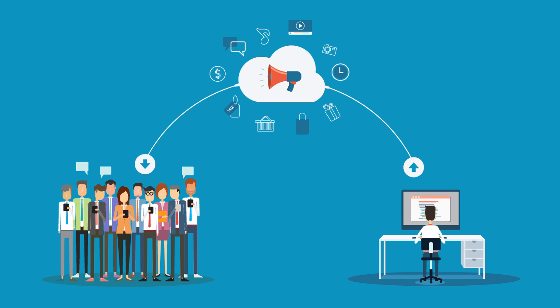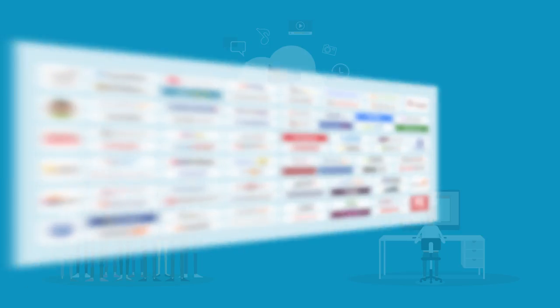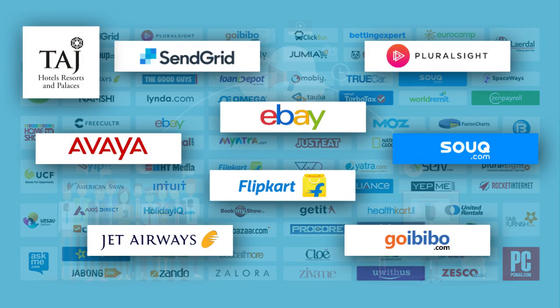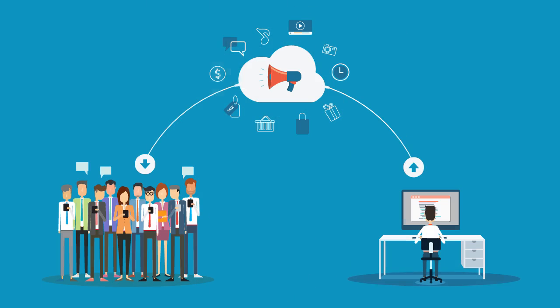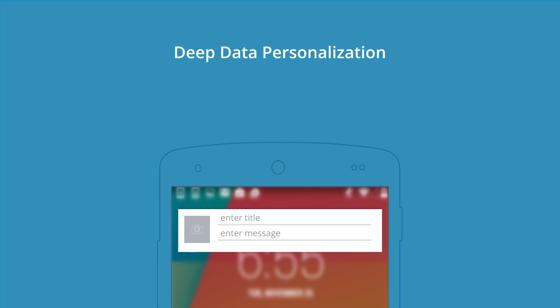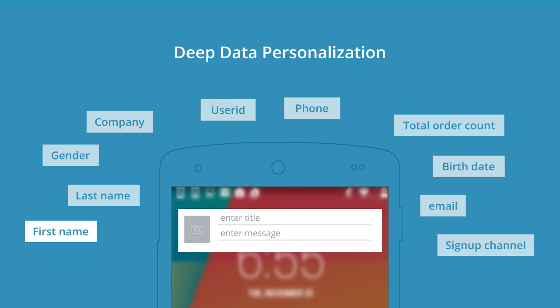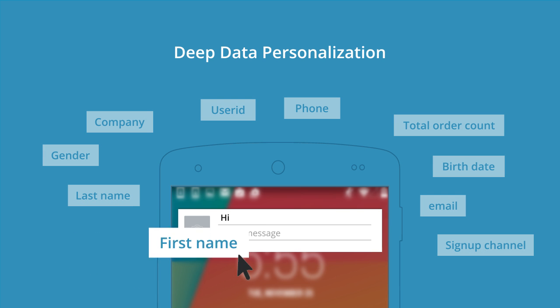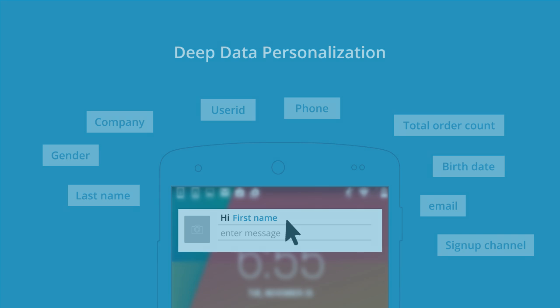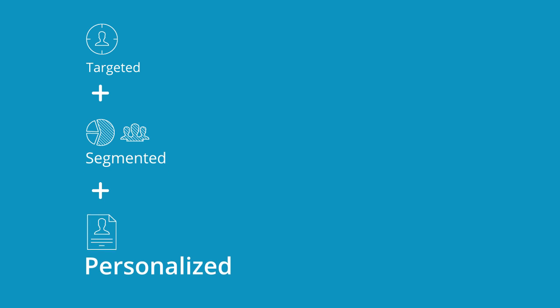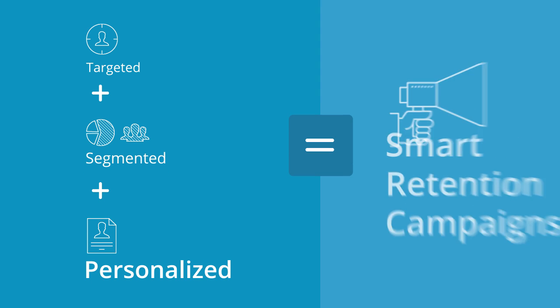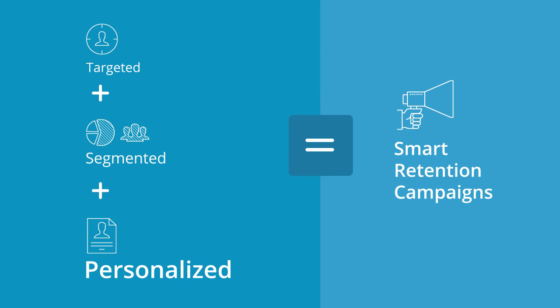WebEngage is a marketing cloud for consumer businesses. Thousands of companies trust us to automate their retention marketing using multiple channels of engagement across email, web, and mobile. This video illustrates how setting up deep data personalization in your engagement campaigns is as easy as drag and drop in WebEngage. Targeted, segmented, and personalized communication form the bedrock of smart retention campaigns.